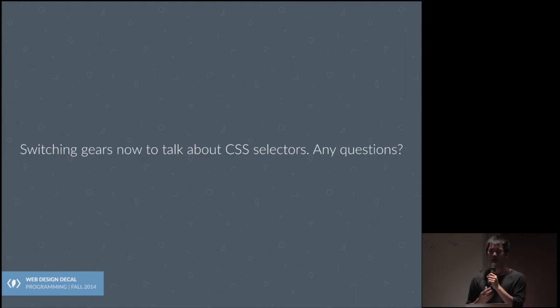Okay. So we're going to switch gears right now, and we're going to talk about CSS selectors. We just talked about the box model: content, padding, margin, and that last one, border. Yes, border. So now we're going to talk about CSS selectors and different ways that you can select elements on a page.